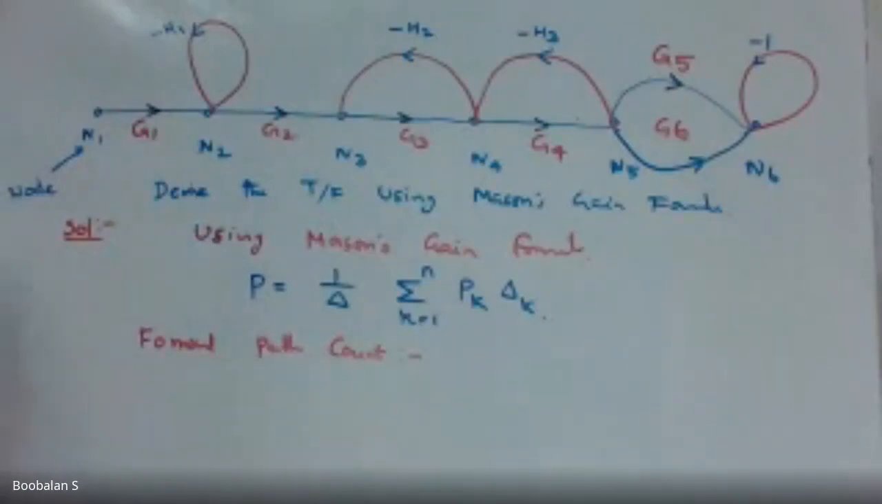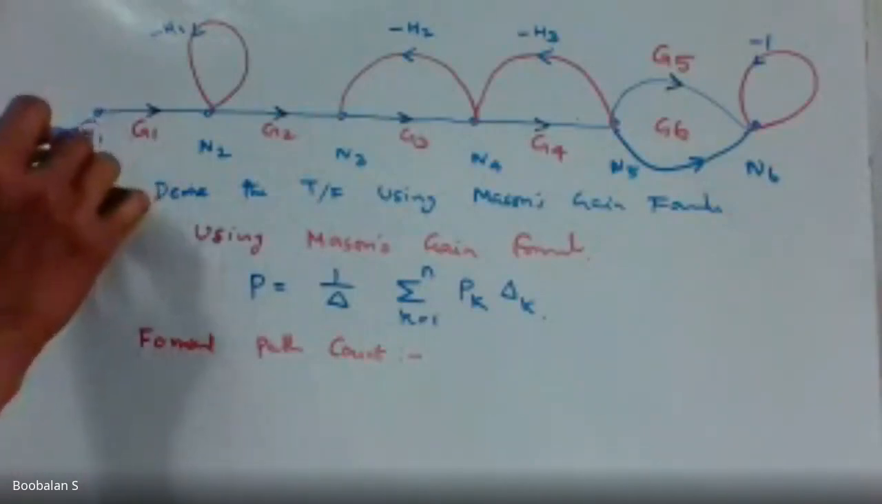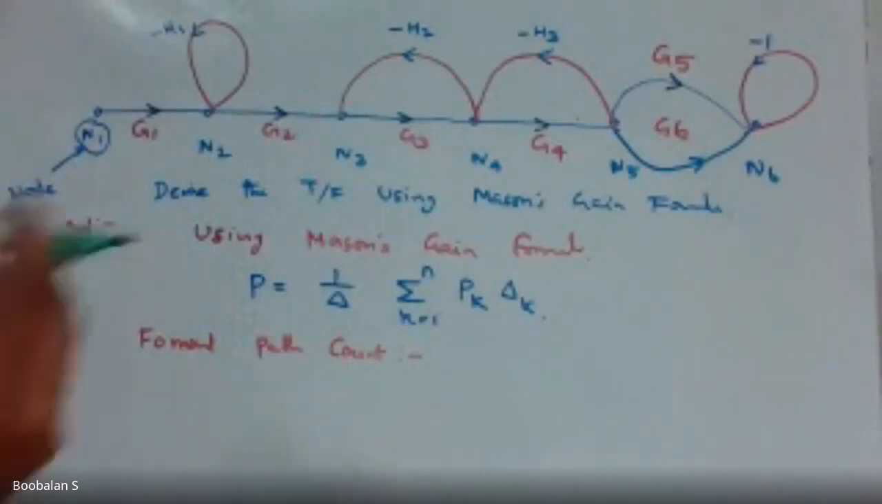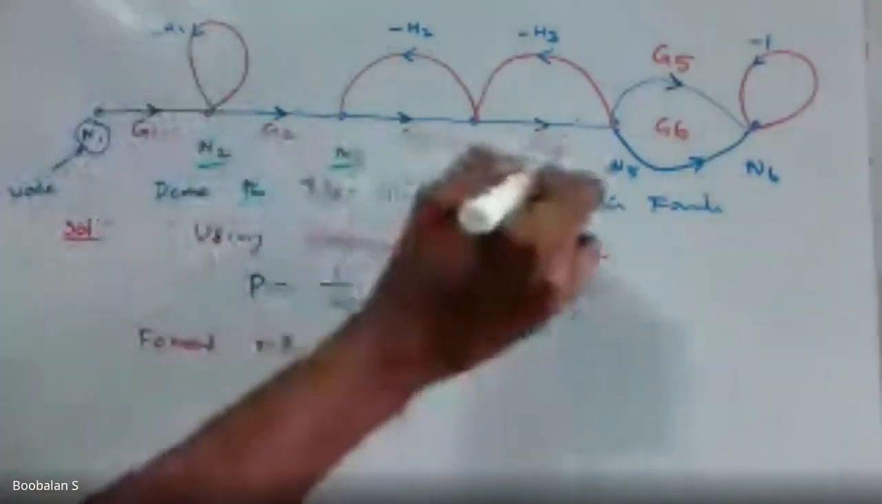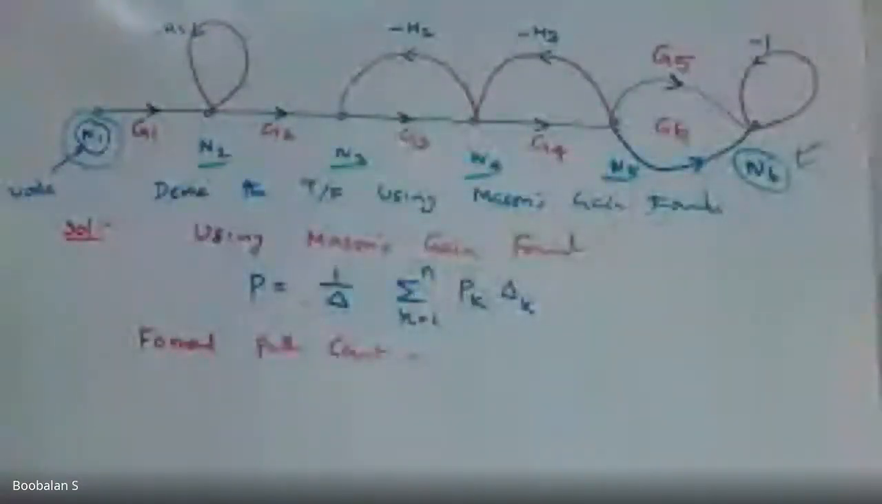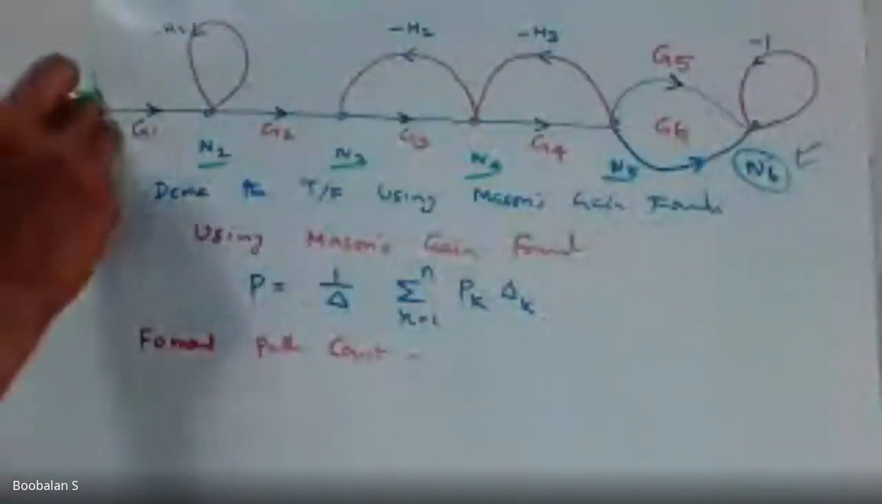Sir, what is meant by forward path? Let's see. Here we have nodes, right? N1, N2, N3, N4, N5, N6. These are all called nodes. This N1 is my starting node, and this is my end node. So what is my forward path? The signal which starts from the starting node and ends at the end node. That signal, the black color indication. The signal starts from N1, moves on, and needs to reach N6.